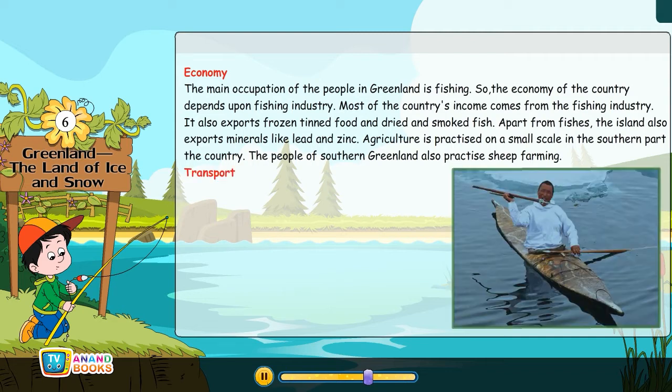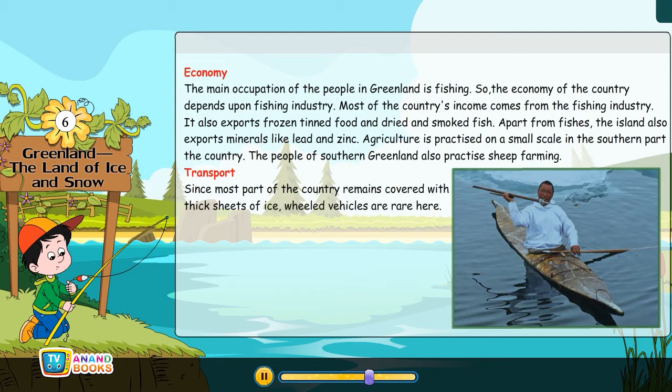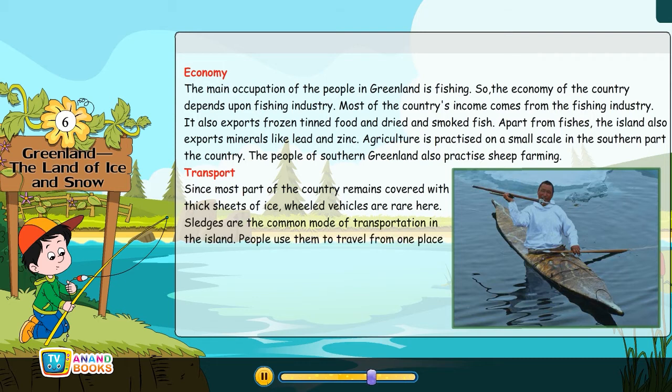Transport. Since most part of the country remains covered with thick sheets of ice, wheeled vehicles are rare here. Sledges are the common mode of transportation in the island. People use them to travel from one place to another. These sledges are drawn by huskies or reindeers. Huskies are a type of dog.